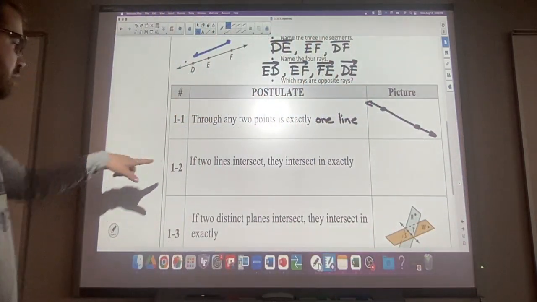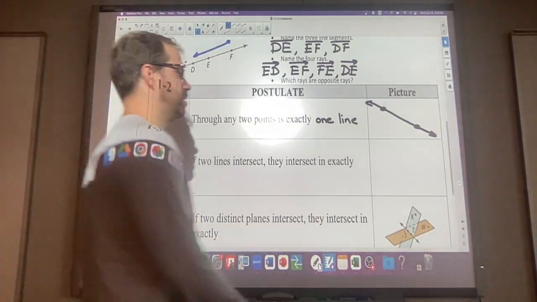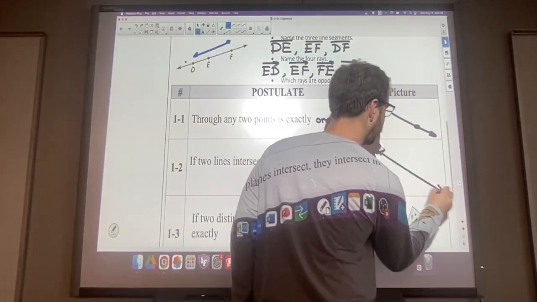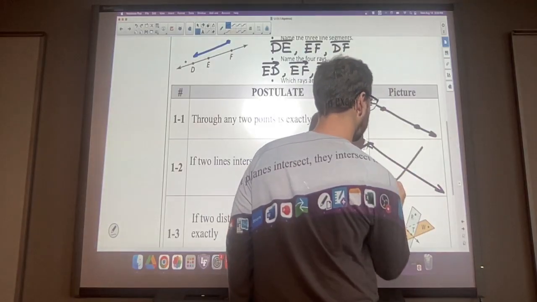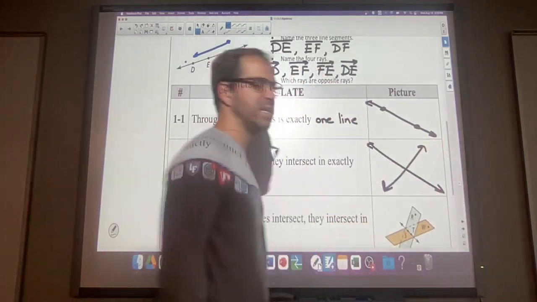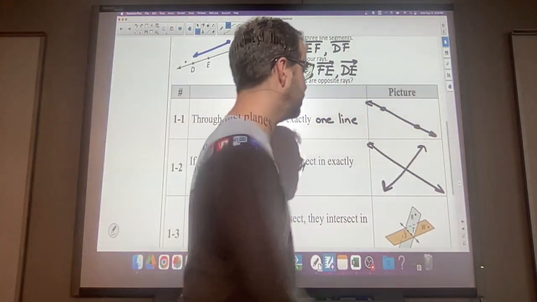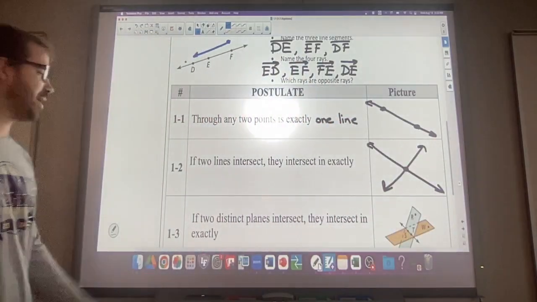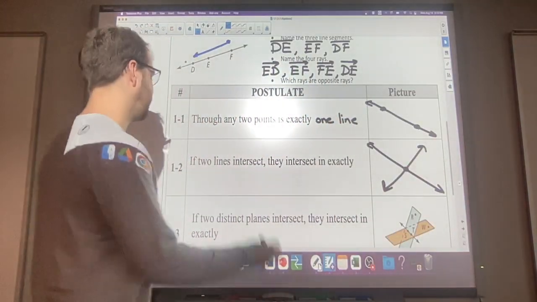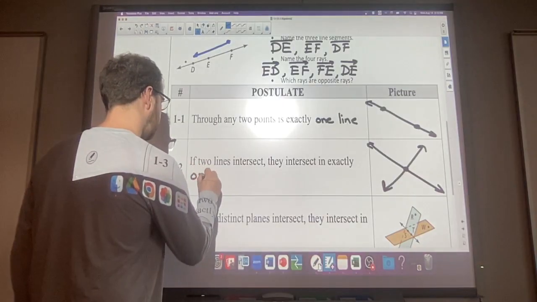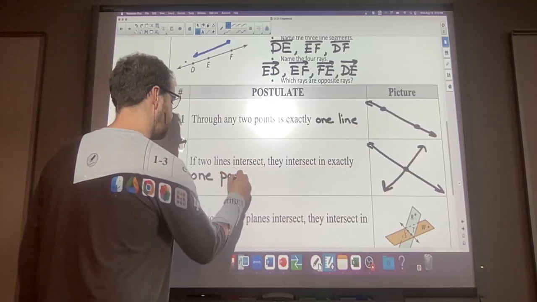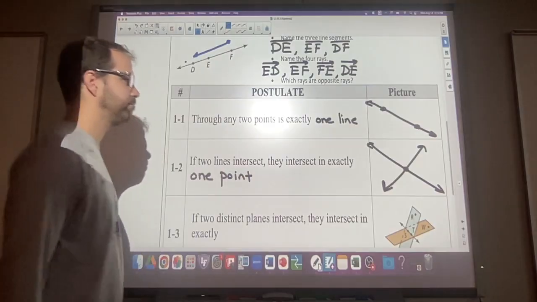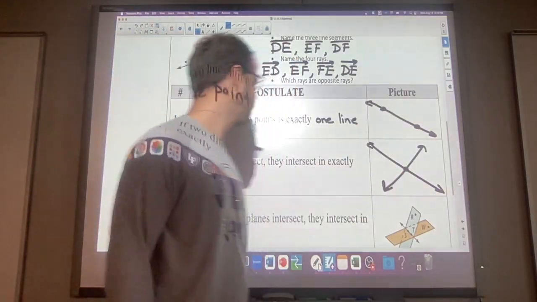Okay. If 2 lines intersect, they intersect at exactly, well, let's draw it out. I have line 1, line 2. What type of shape is the intersection of these lines? It's a point. So we can say that 2 lines intersect at exactly 1 point. Okay? That's right here. This point right here.